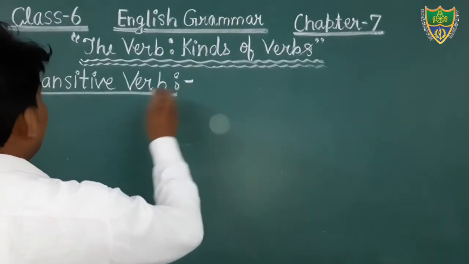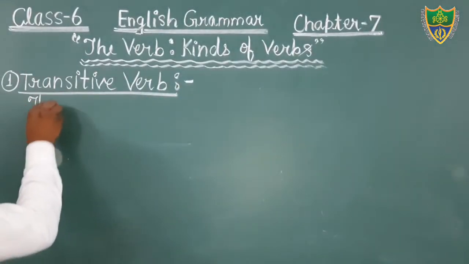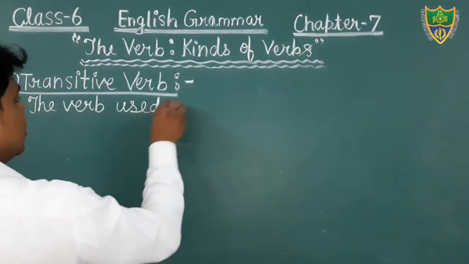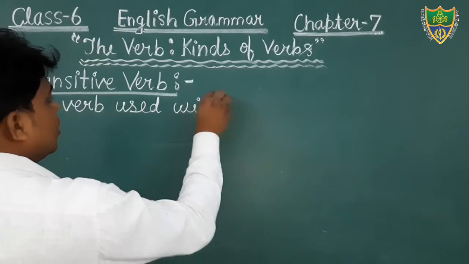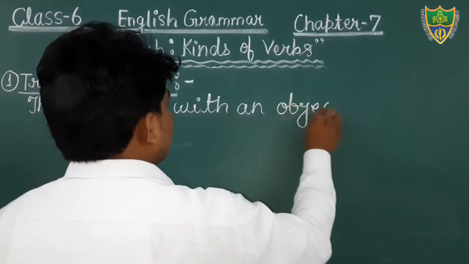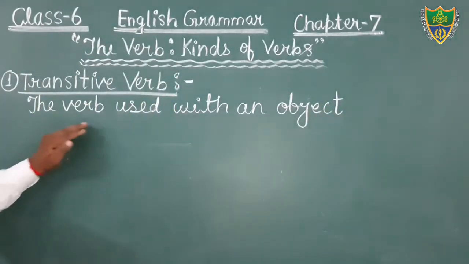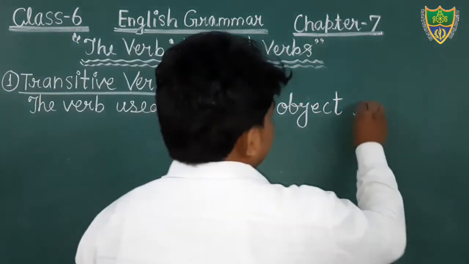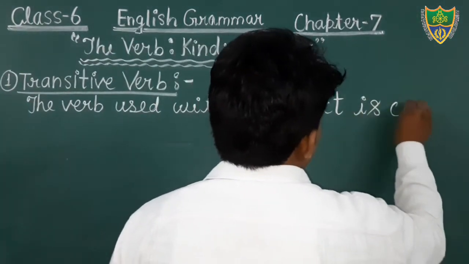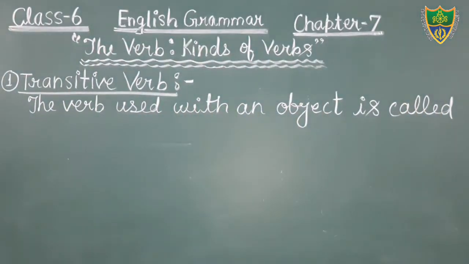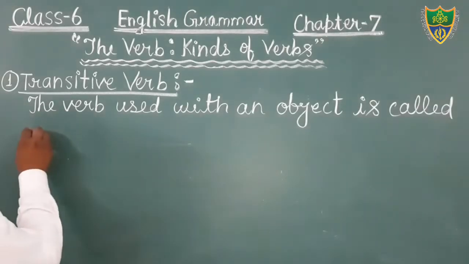Okay students, just write down: the verb used with an object is called a transitive verb.